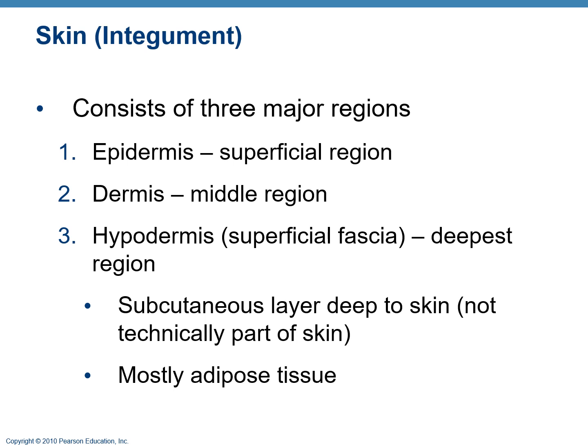Okay, now let's cover some basic anatomy of the skin or integument. So it consists of three major regions. We have the epidermis, which is the most superficial region, the dermis, which is the middle region, and then the hypodermis, also known as the superficial fascia, which is the deepest region. So hypo, when you see that term hypo, think below. And this is also known as the subcutaneous or sub-Q layer, which is technically not part of the skin.